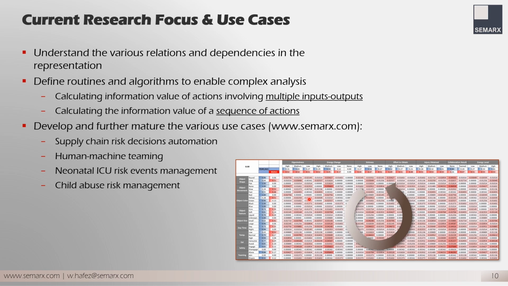And what we are also trying is to develop other use cases. The one here is just an example, but the real ones are how to use that structure to manage supply chain risks, to manage human-machine teaming, given certain objectives, and then neonatal ICU risk events management for babies, and then child abuse risk management. All of these are mentioned on the website in more detail, and this is what we are trying to mature over time.